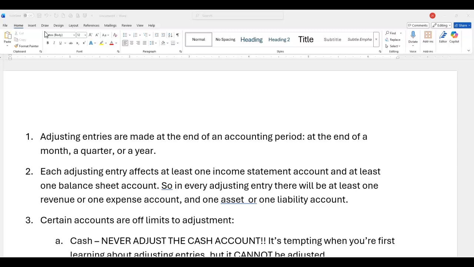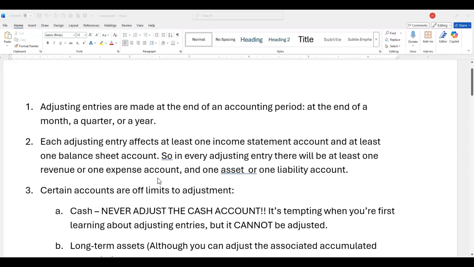At the end of the period, though, those supplies may have been used up, and so we need to adjust that asset account and the expense account. So each adjusting entry affects at least one income statement account and at least one balance sheet account. That means that in every adjusting entry, at least one revenue account or at least one expense account, and an asset or a liability account will be in that entry. So there's going to be at least one revenue or one expense, and there will be at least one asset or one liability account every time.